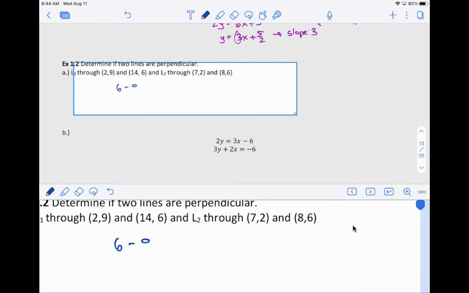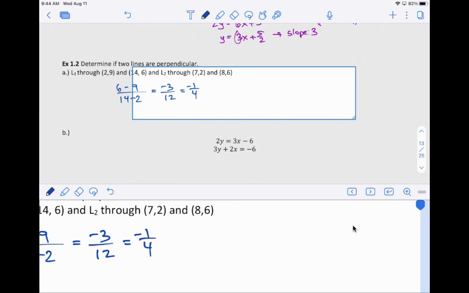So 6 minus 9 over 14 minus 2. You get negative 3 over 12. Reduce that a little bit. Negative 1/4. All right, cool. So that means it's going down 1 and over 4, for whatever line this is. Down 1 and over 4.